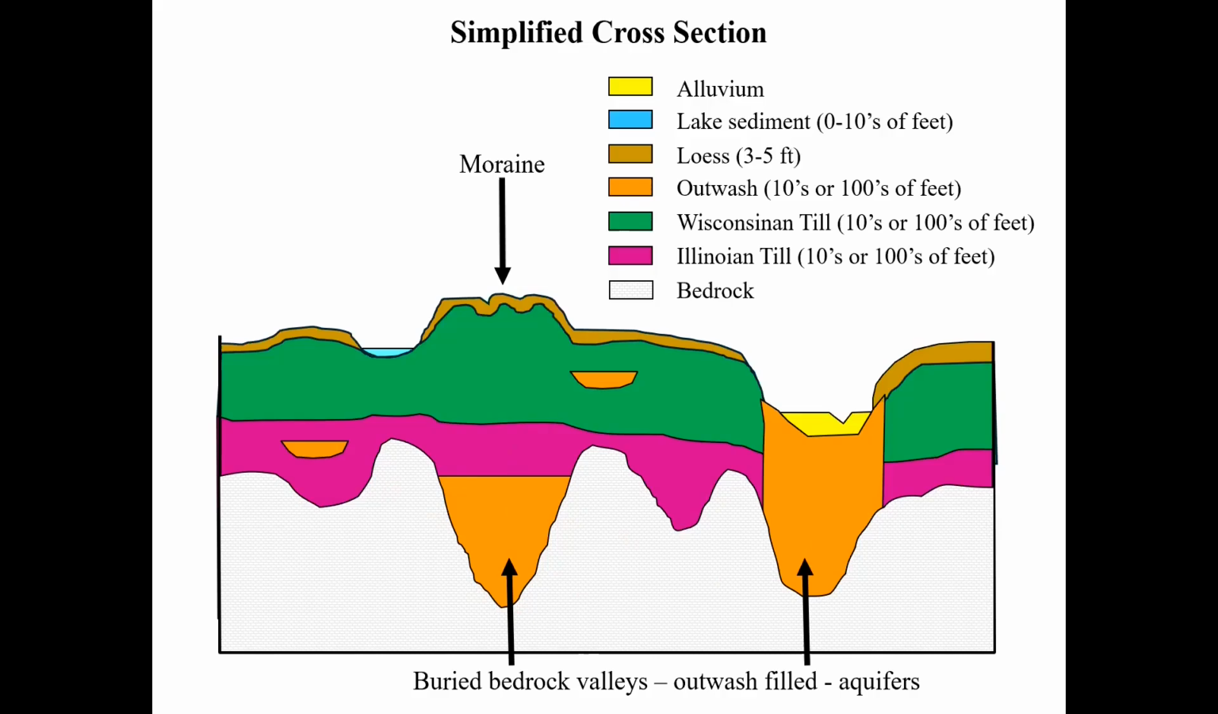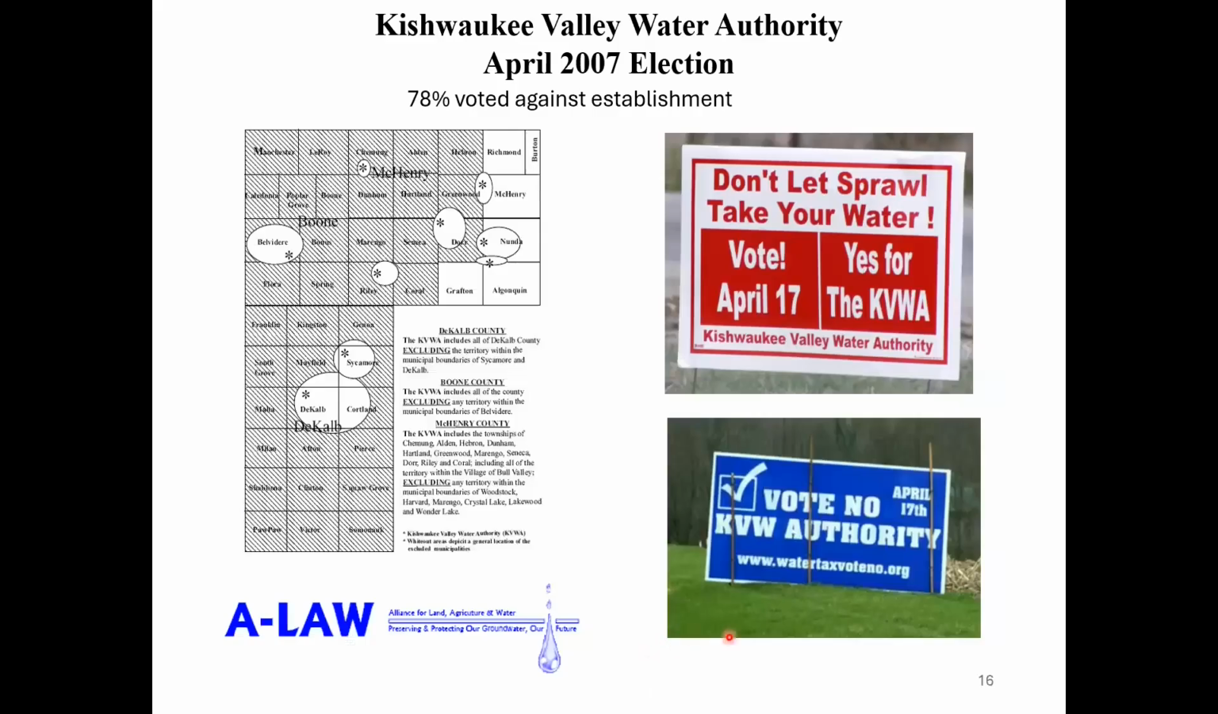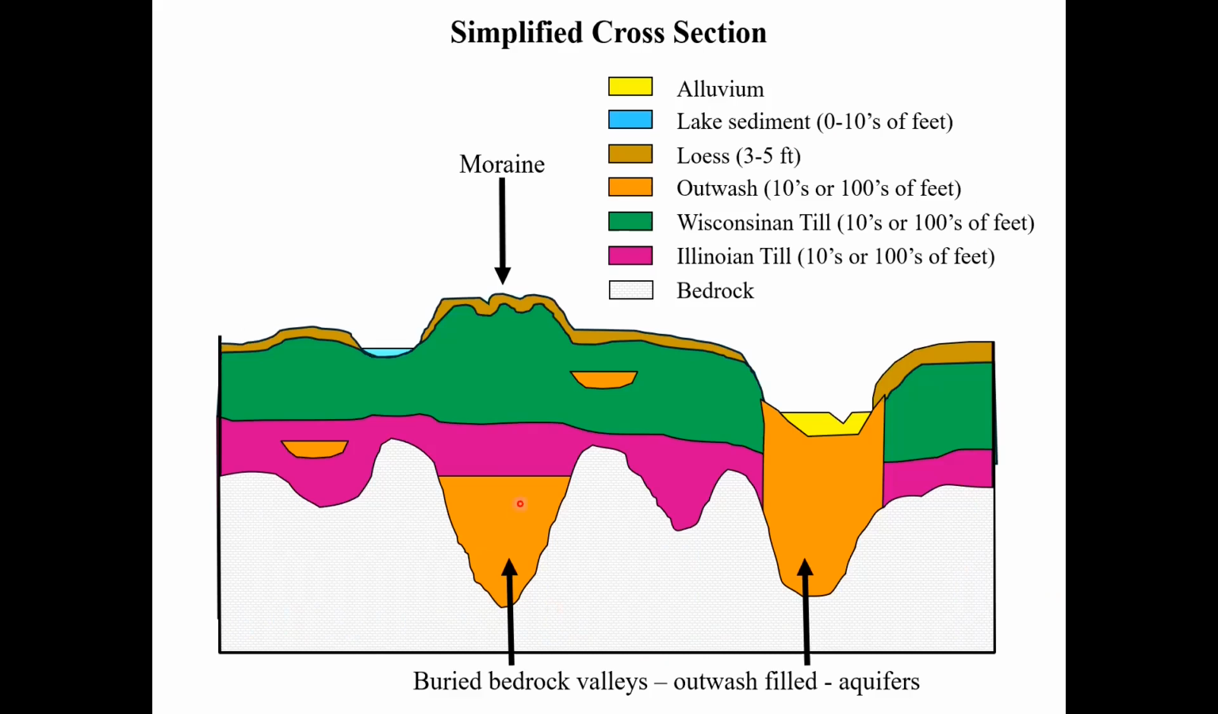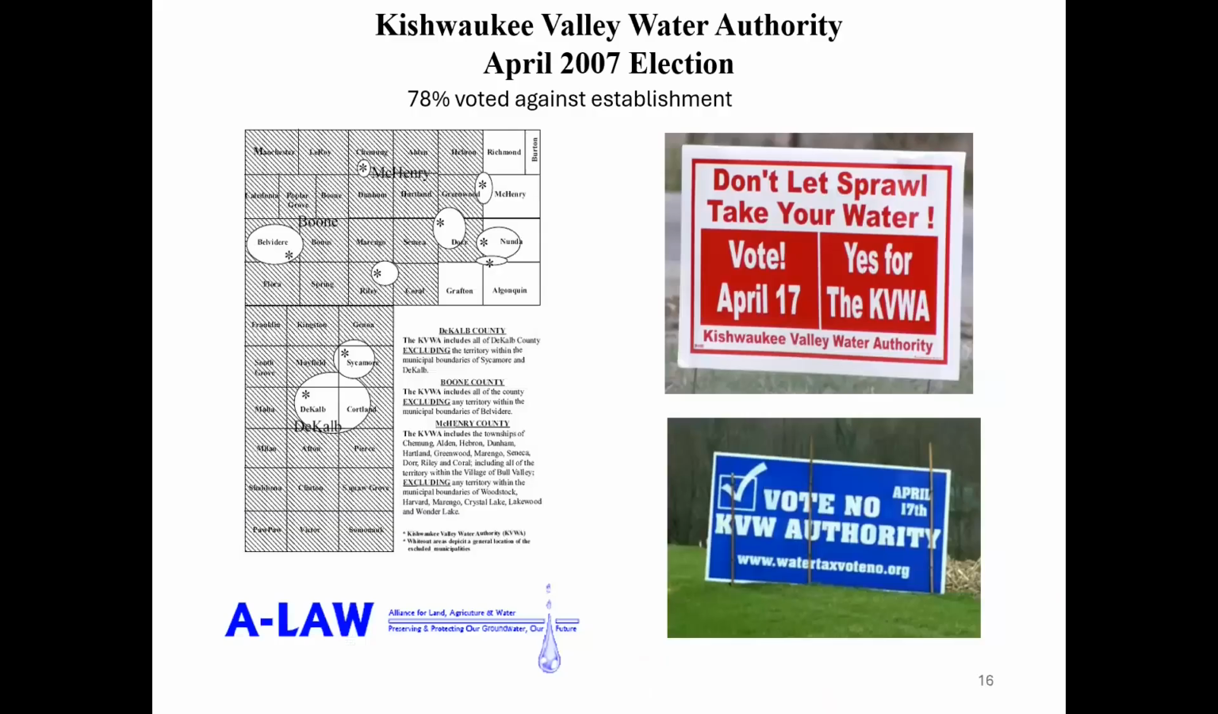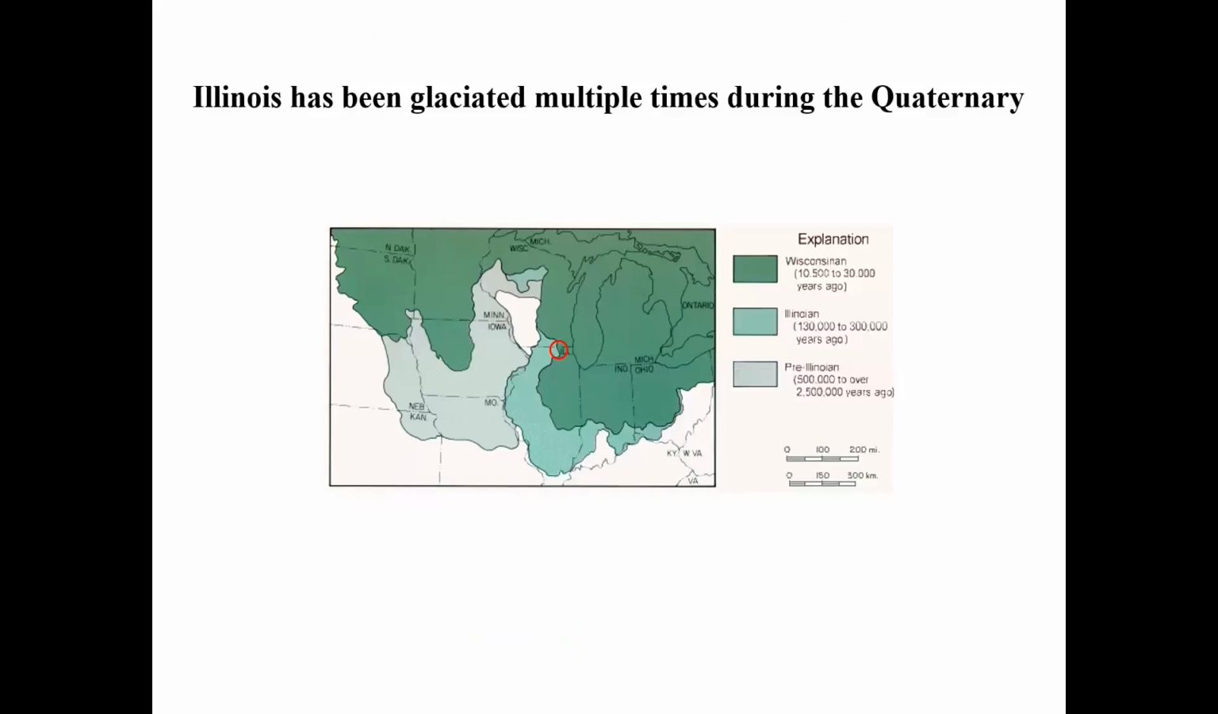So many of you, I'm sure, were part of this movement, but the Kishwaukee Valley Water Authority that was attempted to get established in part was due to the water that's found in these bedrock valleys and the potential of it being exploited and moved out of the watershed to more urban areas to the east. So most of you, I'm sure I'm speaking to, were part of this movement. So let's take a step back.